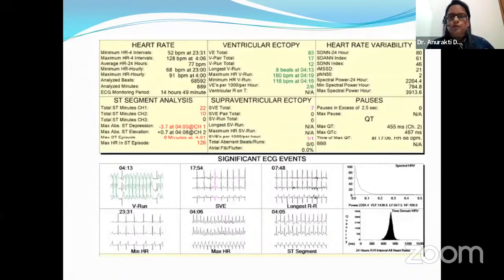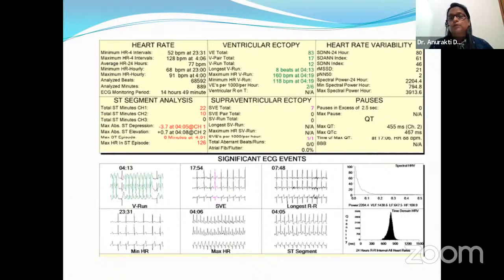So this is a standard Holter report where you see the heart rate, the ectopy, the ST segment analysis, and the heart rate variability. So we know the standard deviation of the NN interval in 24 hours, and we know that it should be more than 100 milliseconds. So basically, it means that when you're doing activity, your heart is able to adapt to that situation. It should increase the heart rate, right? It should not be the similar heart rate because that becomes a worse prognostic factor.